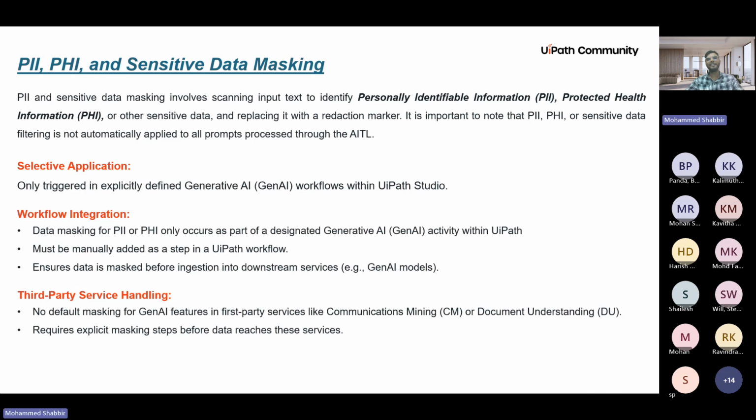So masking, now if I tell you, masking is triggered or enabled only when you are explicitly using any of the Gen AI workflows and when you design it in UiPath Studio. So when using Gen AI in UiPath Studio, when you're designing your workflows, that is when you will have the control to include the masking.